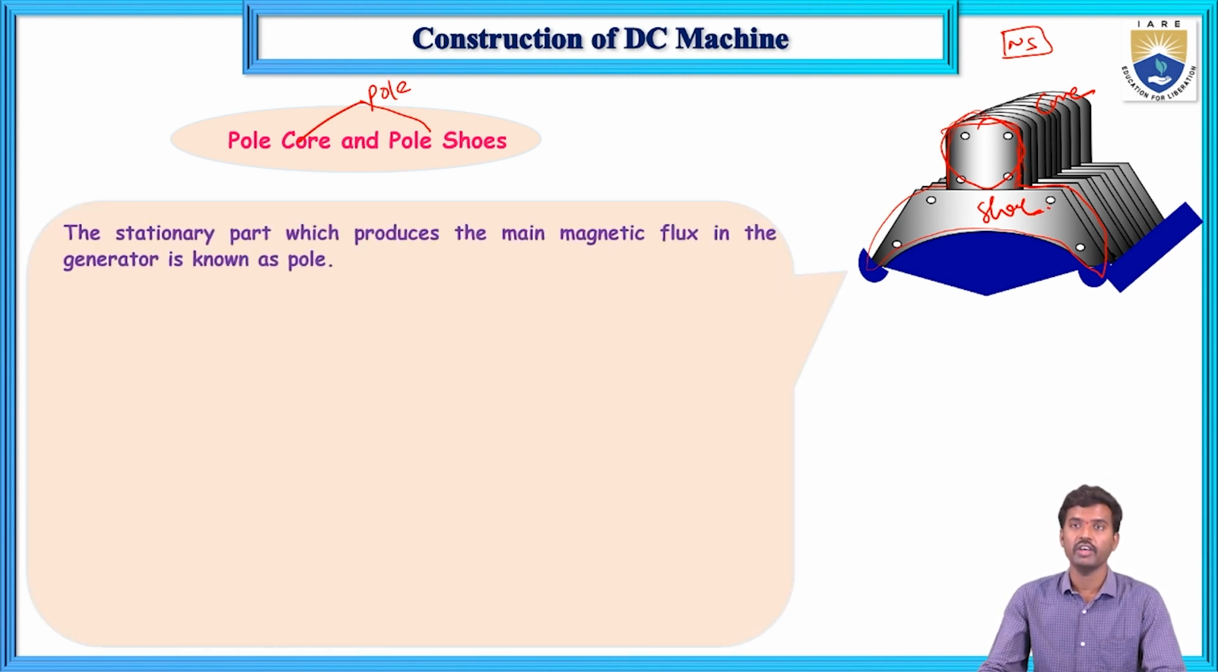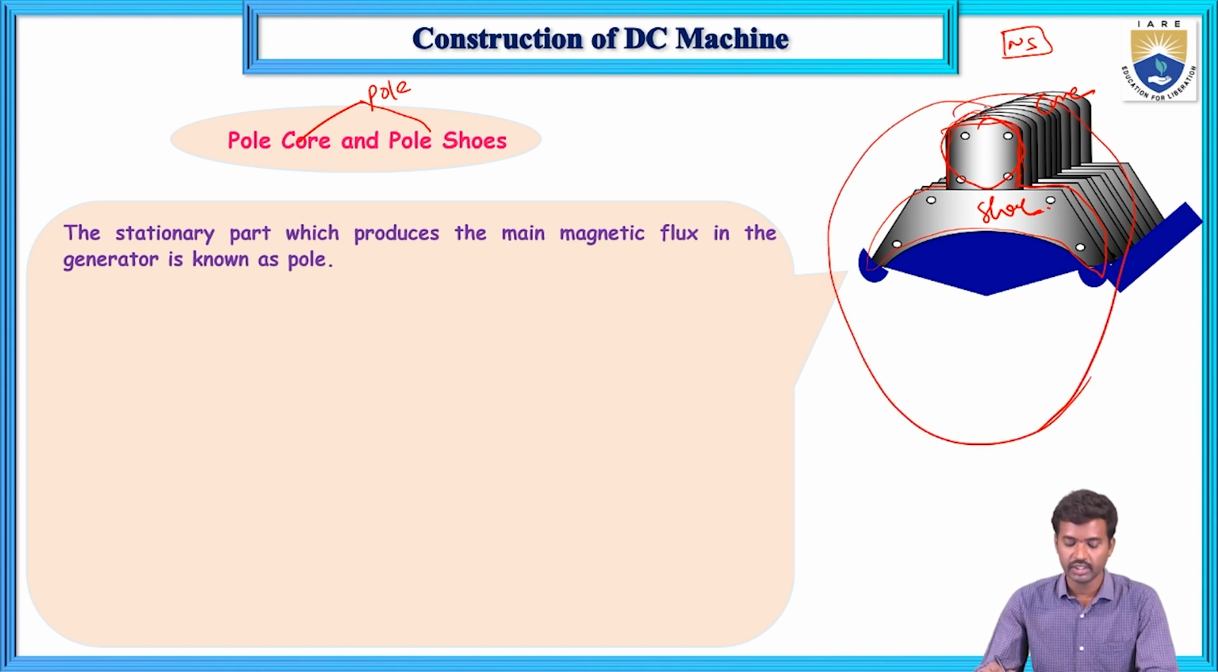Now the pole definition first. What do you mean by pole? It is a stationary part. It is attached to the yoke only. It is a stationary part, and it produces the main flux. So the required flux is generated with the help of these poles only, pole core and pole shoe, in the generator. That part is known as the pole.